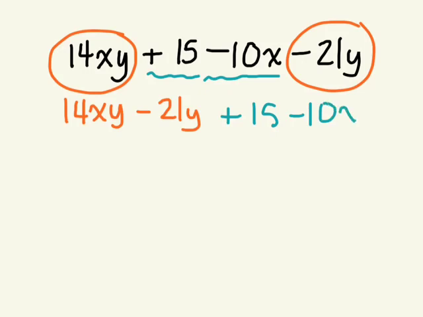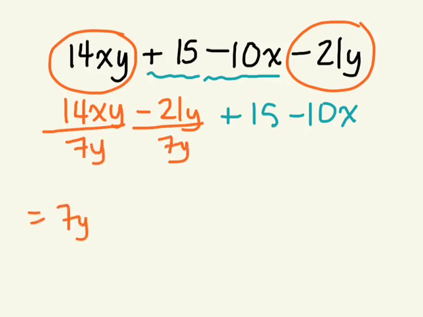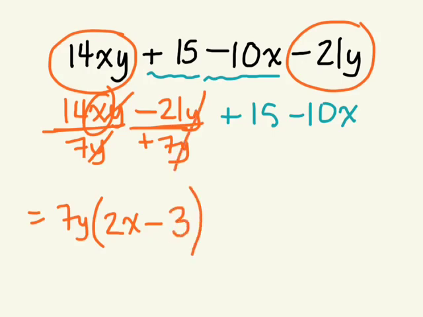Okay, so you're able to see which terms have a common factor, right? Now that they're grouped, let's factor. What's the greatest common factor of 14xy and negative 21y? 7y, good. So 7y times what? What's 14 divided by 7? Y cancels out. I'm left with x. Negative 21 divided by positive 7. Negative 3. Y's cancel out.